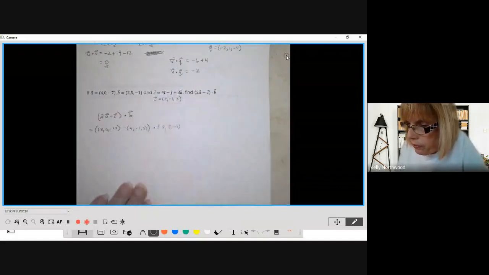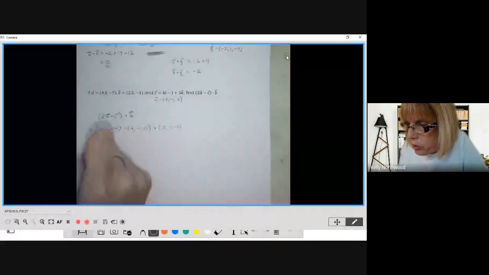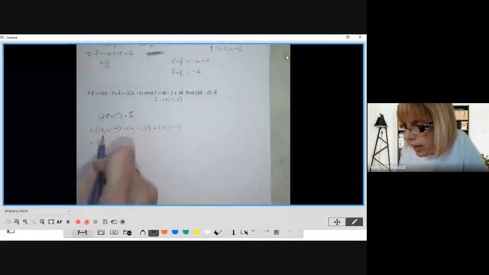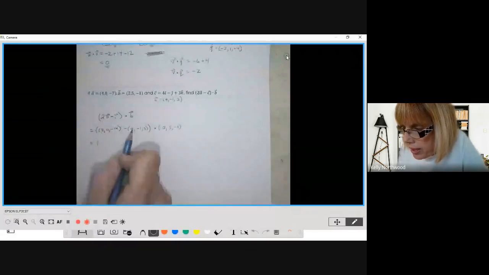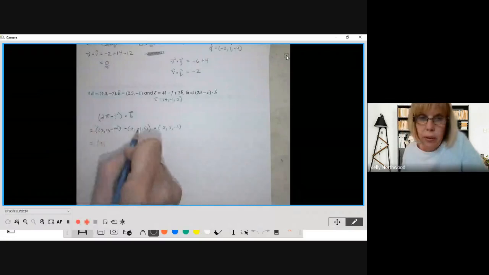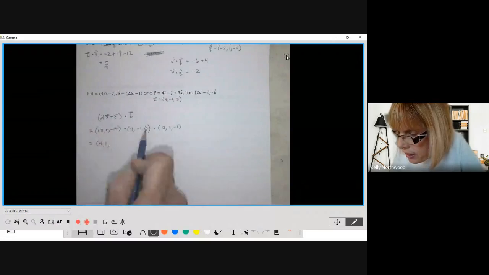Okay, so I'm going to finish this subtraction of vectors here and get a vector. So when you subtract two vectors, you get a vector. 8 minus 4 is 4. 0 subtract negative 1 is positive 1. Be careful with the signs. Negative 14 minus 3 is negative 17.